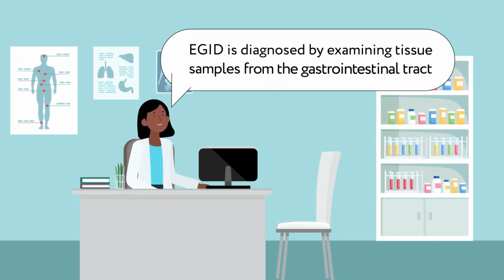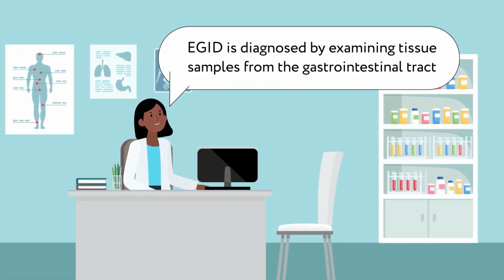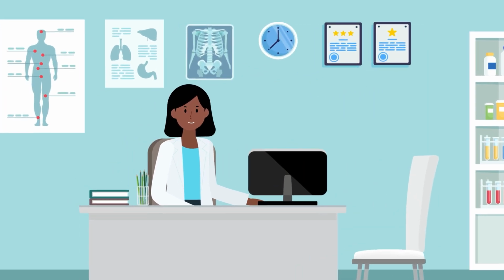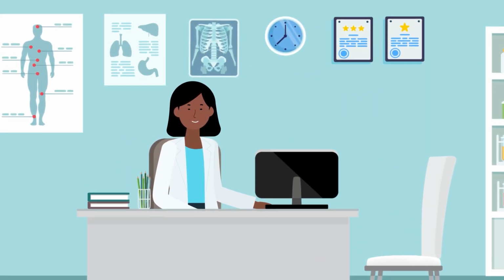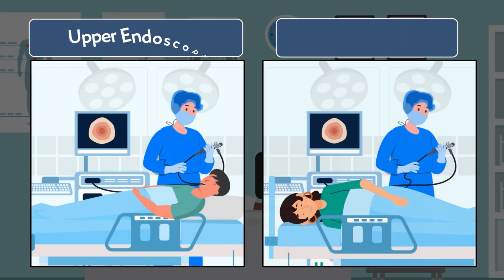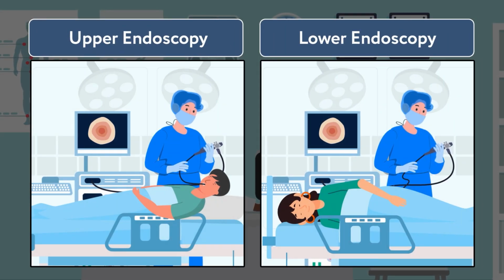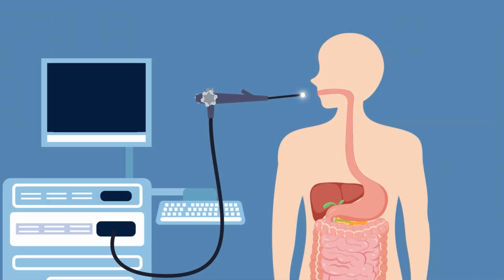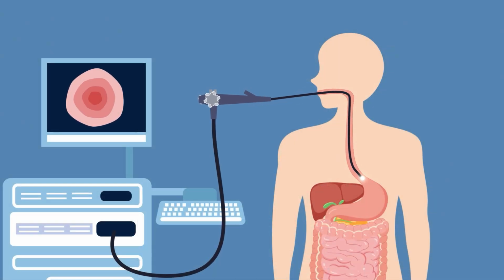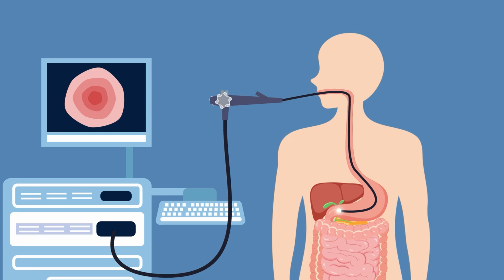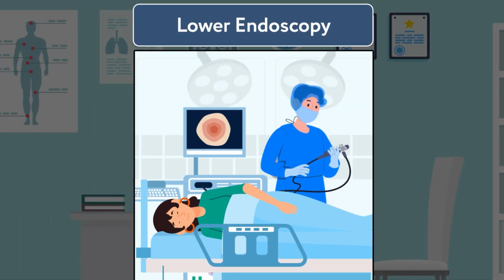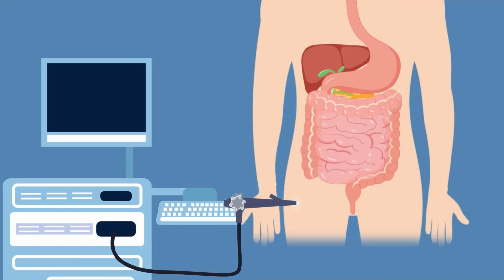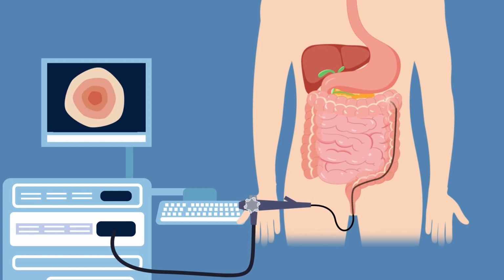EGID is diagnosed by examining tissue samples from the gastrointestinal tract: esophagus, stomach, small intestine, and colon. A doctor will perform an upper or lower endoscopy depending on symptoms. An upper endoscopy involves a small lighted tube being directed through the esophagus, stomach, and part of the small intestine. A lower endoscopy, called a colonoscopy, involves a small lighted tube being directed through the anus, rectum, and colon. Small pieces of tissue are collected.